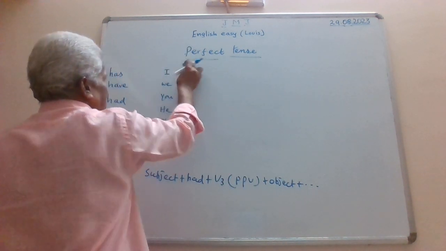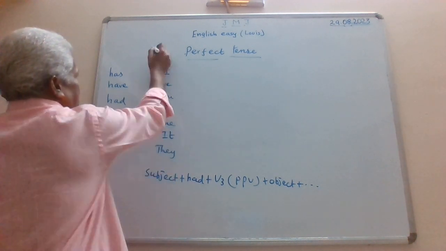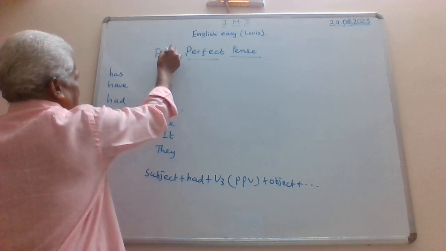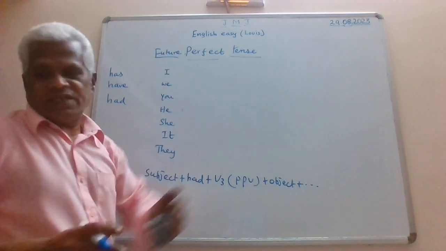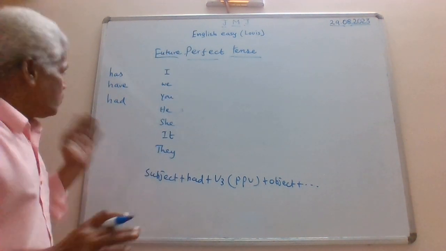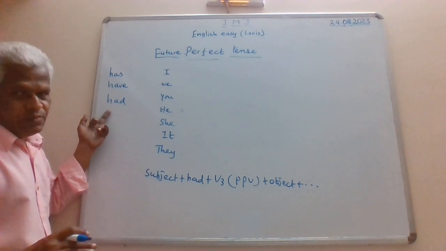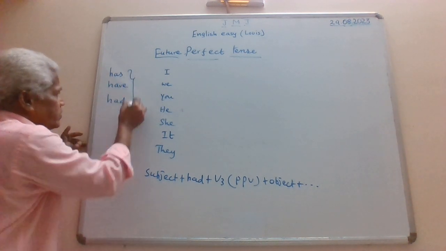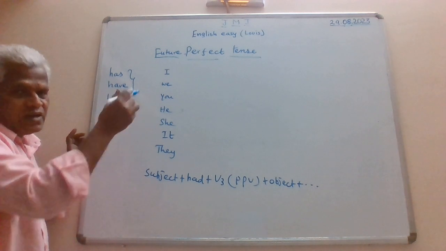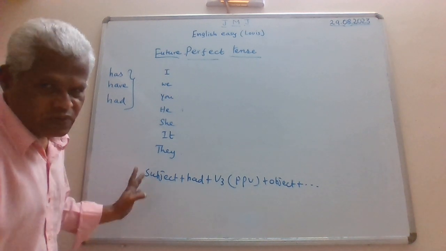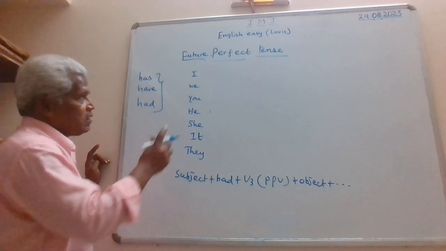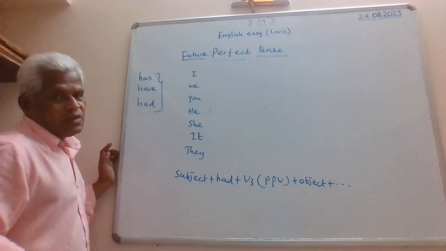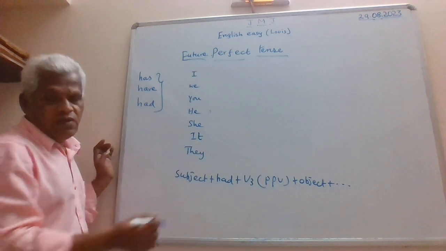So let me write it very clearly. Future perfect tense. Okay? Future perfect tense. Clear? Okay, now let me come back here. We have used all these three auxiliary verbs for present perfect and the past perfect. But what about this one here? See, what about this one here? Now we are going to learn about the future perfect tense and the formation of verbs there.